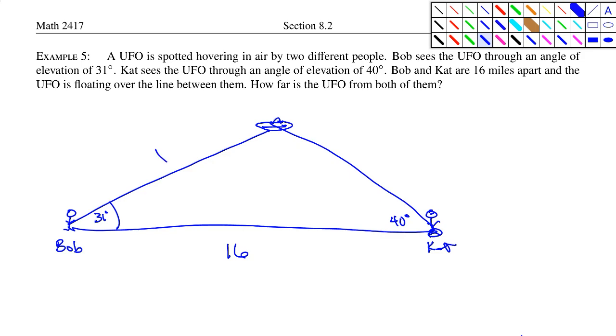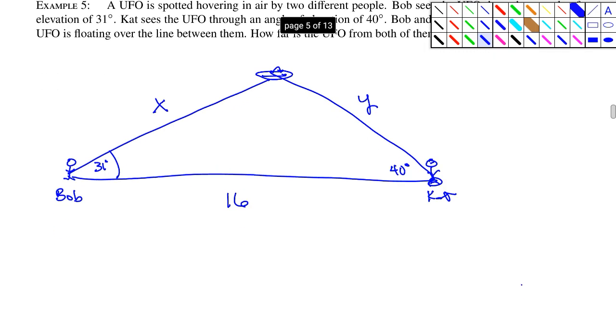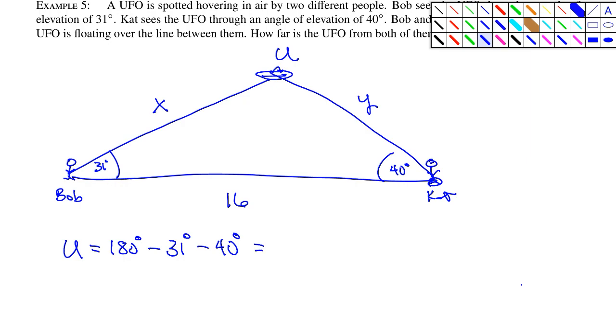So I'm going to call the distance from Bob to the UFO x, and the distance from Kat to the UFO, we'll call that y. I'll call the UFO's position U. And then let's figure out angle U. So we know that the sum of the angles of a triangle is 180. So 180 minus 31 minus 40 is equal to 109 degrees.